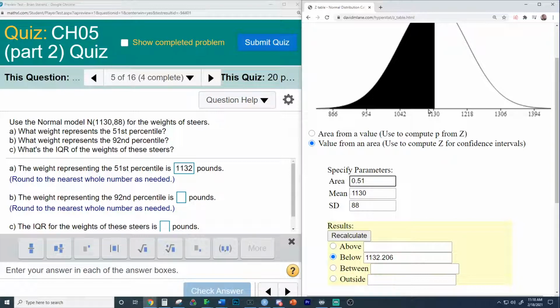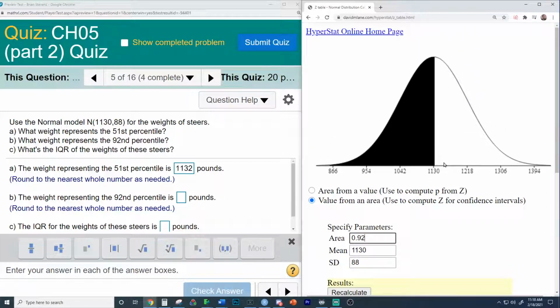So the 92nd percentile is going to be, we put in 92, and can I not, yay, I cannot show the answer.